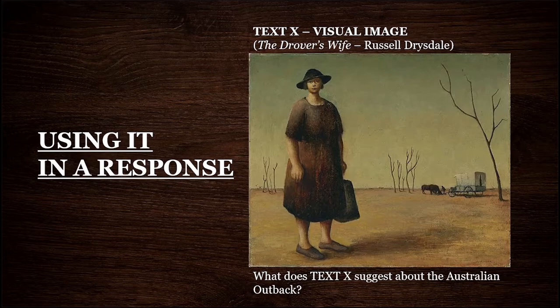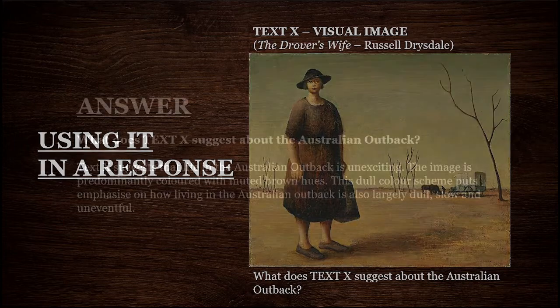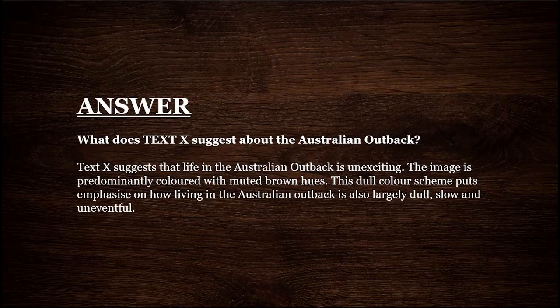Okay, so I'm going to go through the answer with you now. This is a short answer because sometimes it's just better to get straight to the point. You don't have to put big words into your responses and make your sentences extremely long in order to get the marks. Sometimes being clear and being straight to the point will get you the most marks. So in this case, I start off with the point, as always: text X suggests that life in the Australian outback is unexciting. That's my idea.